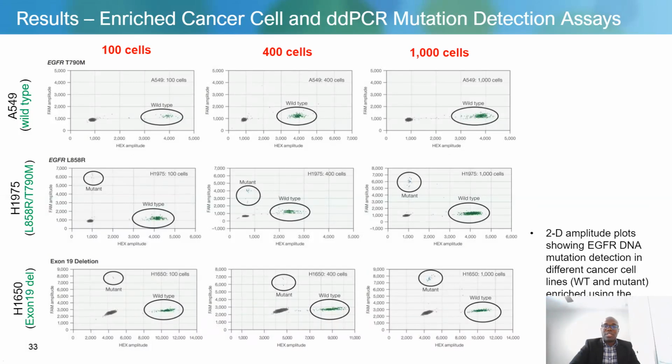The high sensitivity of the ddPCR mutation detection assay provides precise quantification of T790M, L858R, and the exon 19 deletion mutation in the presence of wild type and mutant DNA. The black cluster on the plots represents the negative droplets. The green cluster represents the droplets that are positive for wild type DNA only, in this case, the A549 cells. And the blue cluster represents the droplets that are positive for mutant DNA only.